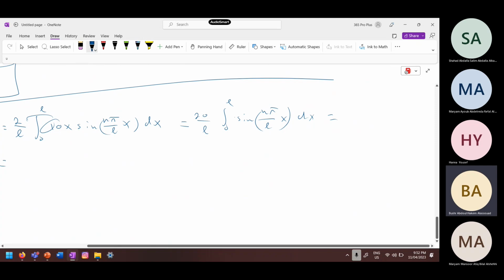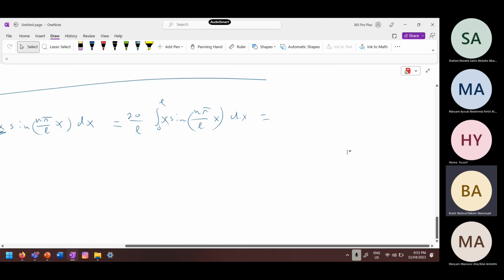Now, actually, there is an x here. I forgot it. Don't forget it. Now, this can be solved using integration by parts or tabular integration. I like to use tabular. I don't like to use integration by parts. This is a personal preference. You can use whatever you want.